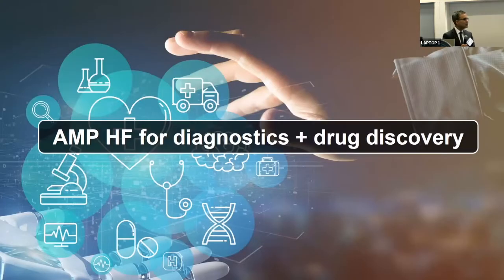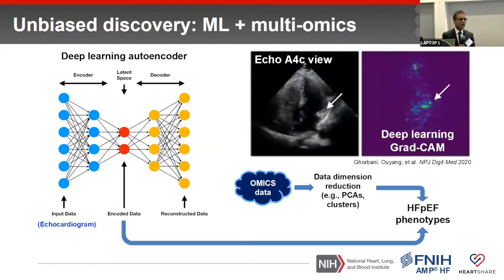Okay, so let me give you an example of how we can use this resource for diagnostics and drug discovery. So, we really want to use unbiased discovery to augment what we are doing with hypothesis-driven discovery. And this is just one example that we've been trying to use.